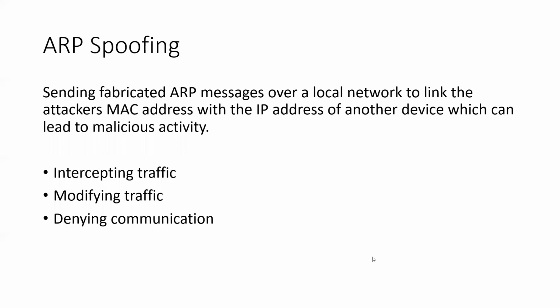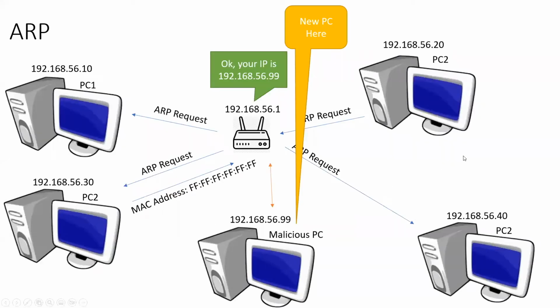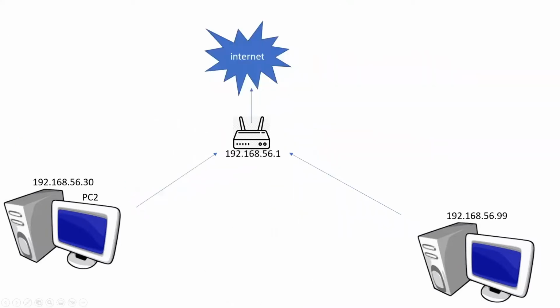So here we got our basic outline just like before. And you can see that, hey, our malicious PC comes in. It says, hey, I'm a new PC to the router. And the router says, here's your IP address using DHCP. And I'm going to assign you 192.168.56.99. And he says, okay, great. I appreciate that. So how does the internet really work?